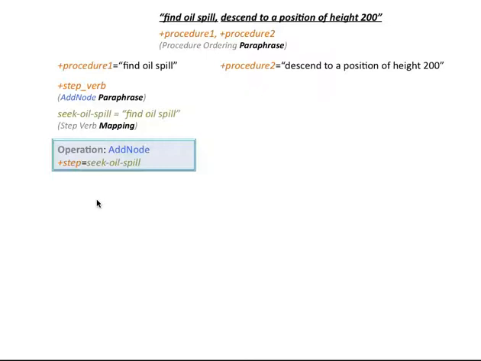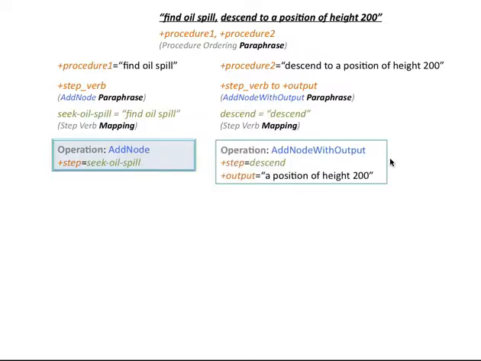Descend to a position of height 200 is a bit more involved. It first matches the paraphrase plus step verb to plus output, where we have a step verb mapping of descend to will descend. This is an add node with output paraphrase and results in an add node with output procedure modification task with the step descend and an output as a phrase a position of height 200. As the output is still text, we will then try to match it further with any other paraphrases.